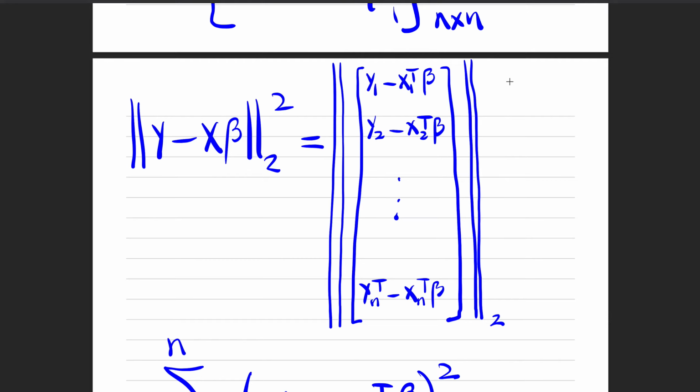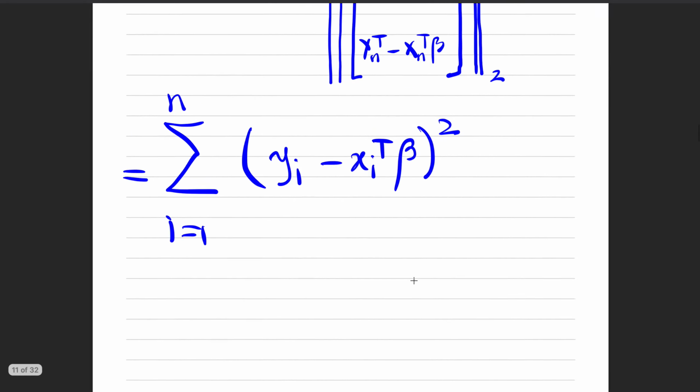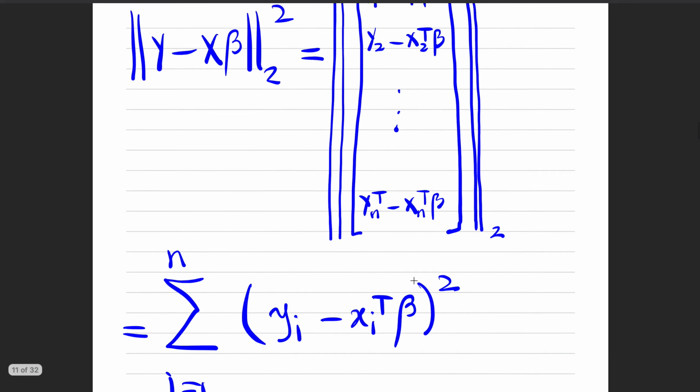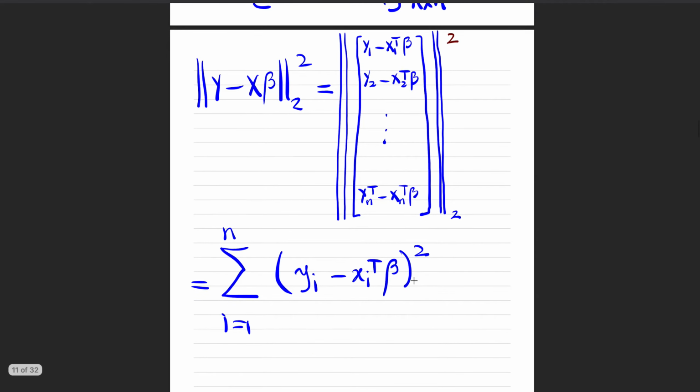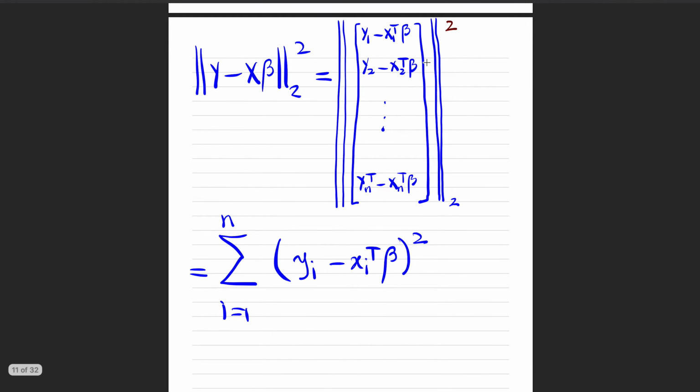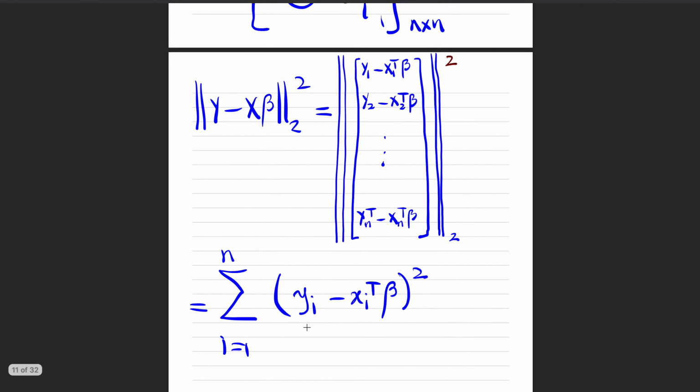Okay, it will show up on the screen with some delay. Anyway. So these are the residuals, and the L2 norm squared is just the sum of squares of the residuals, yi minus xi transpose beta.